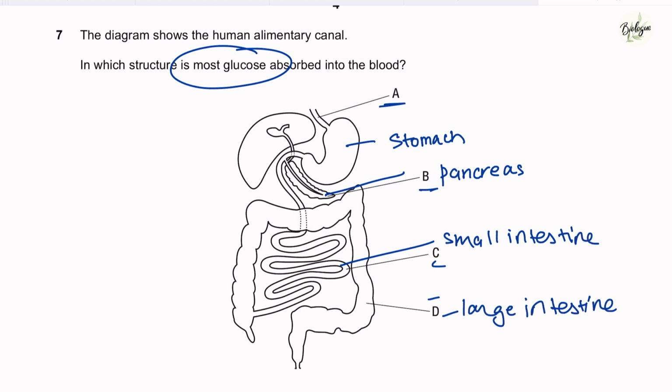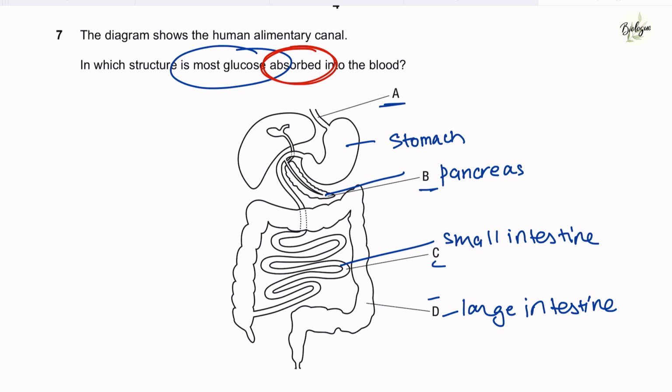So what it's asking you is in fact not where the glucose is broken down. So remember, pancreas are the organ that releases the insulin, which is required for converting glucose into glycogen, which is then stored. But in this case, it's not asking that. It's asking which structure absorbs glucose.